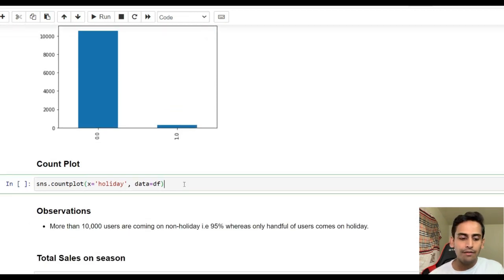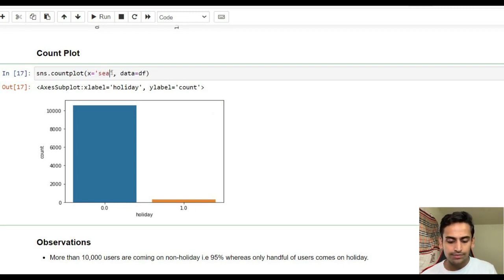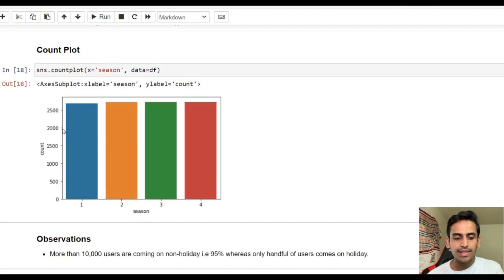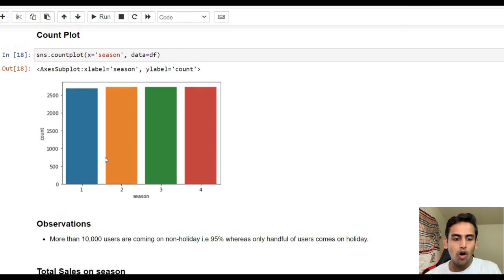Now a similar kind of graph we can plot using the Seaborn package. It has a function called countplot. You pass a dimension, let's say x equal to holiday, and it will show you how many observations there are when holiday equal to 0 and when holiday equal to 1. We can do the same thing with season as well. We can see across season that across each season we have almost the same number of observations. So in this example, we see how many total observations there are in each season.